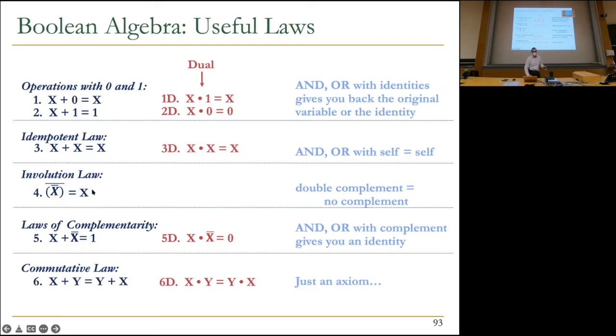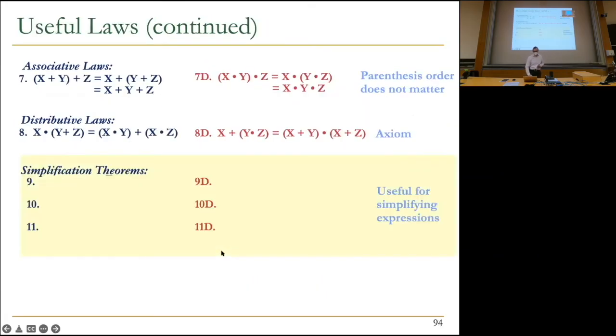Involution is that the complement of a complement is essentially equal to no complement. And you can see that x or x bar is 1. I think I gave you already this, basically. Either of them must be true in Boolean logic. That's why you get a 1. And here, both of them cannot be true, so you get a 0. So this is very logical, as you can see. Commutative law we already discussed. There are some useful laws for simplification, as we will see.